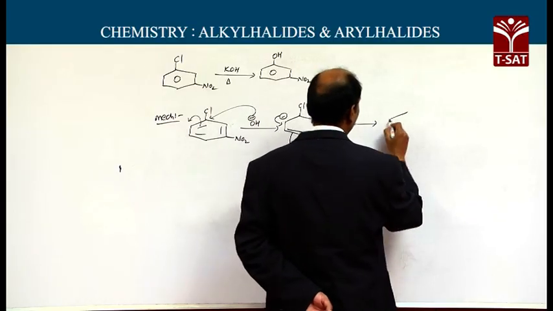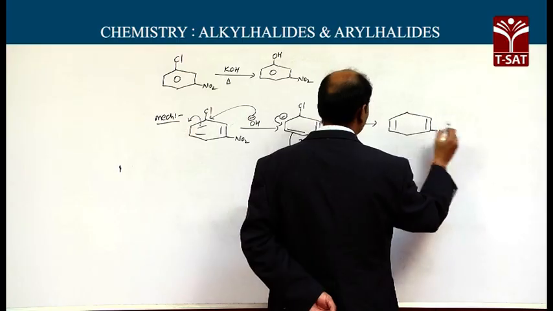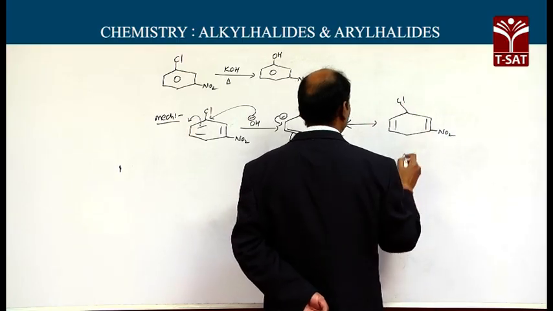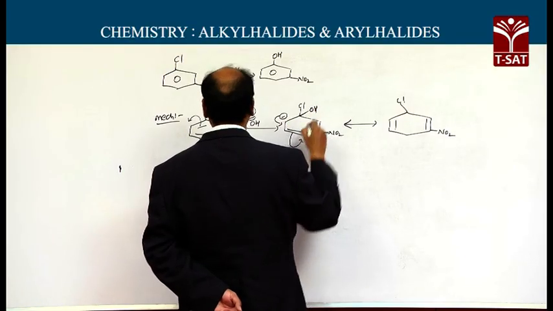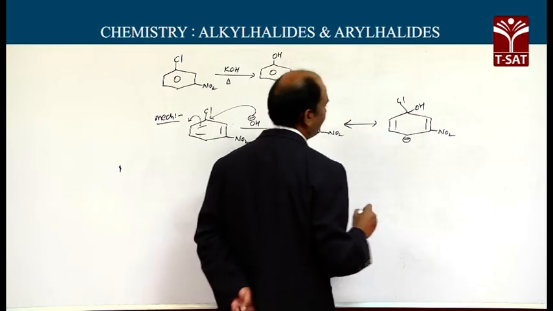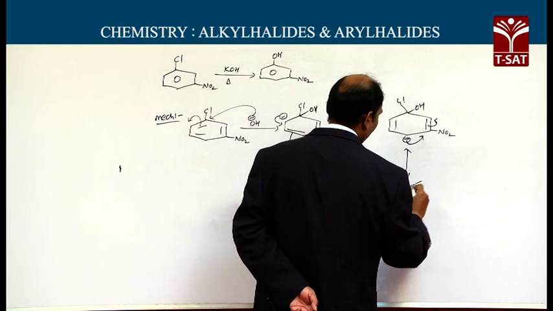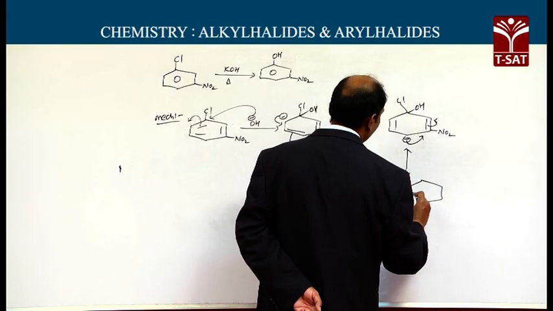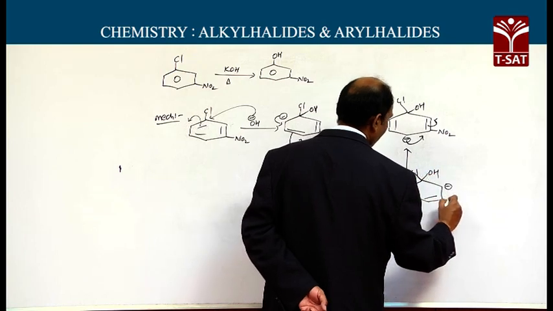So in this one, this is a double bond, NO2, here it is Cl, here we have OH, and this is the negative charge. Again one more resonating structure, here one more resonating structure: double bond, negative charge, Cl, OH, NO2.